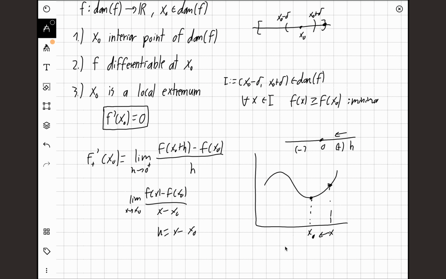So because we know that h is going to be positive, what we can say about this is, well, this will obviously be greater than or equal to 0. And what can we say about this thing over here? Well, this thing over here will also always be greater than or equal to 0.